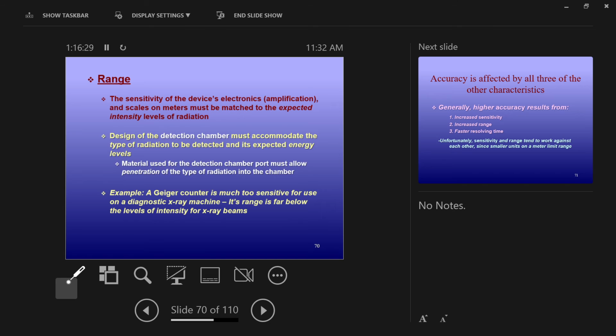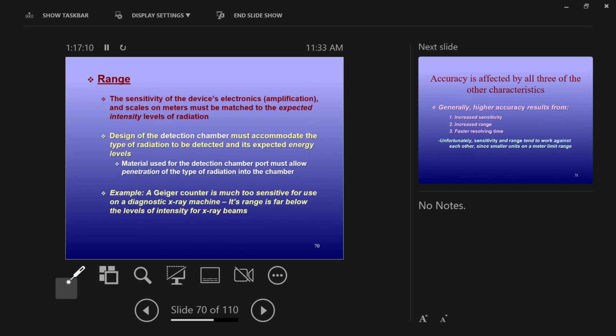But I will briefly talk about range. This is the last of the ideas. The sensitivity of the device's electronics on scales and meters must be matched to the expected intensity levels of the radiation. Again, as I said, your eyes are only sensitive to visible light, so that's the range for your eyes. Everything above and below that range, you're not sensitive to. So it's the design of the detection chamber to accommodate the types of radiation to be detected and the expected energy levels for those types of radiation.